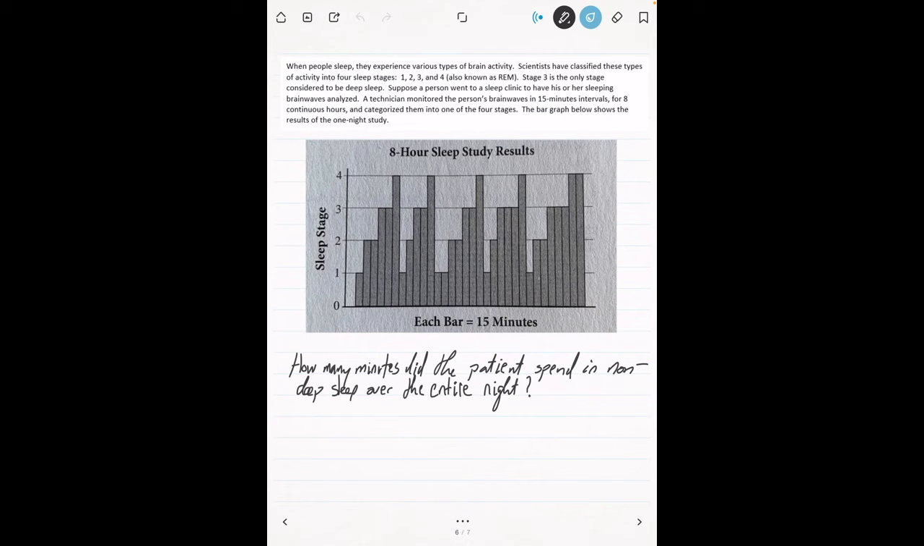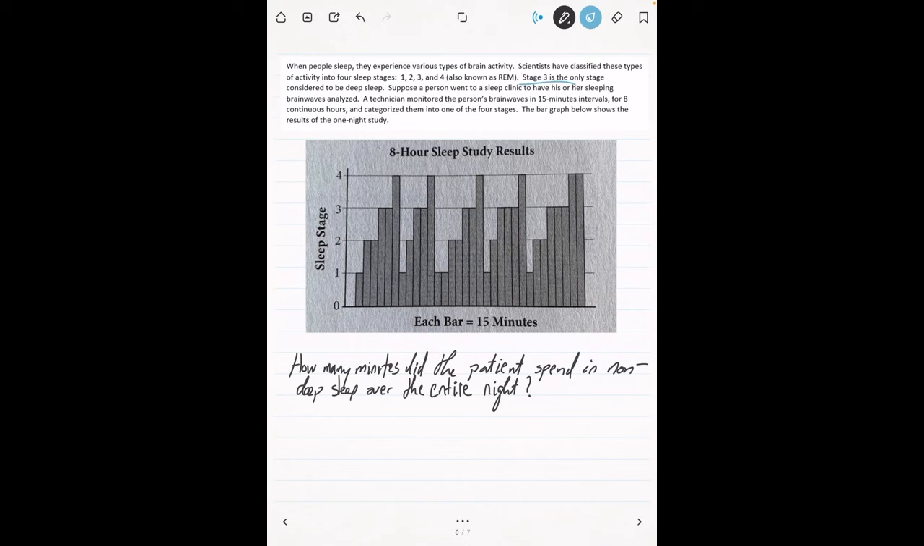All right, let's take a look at this problem. A little different setup. This time we have a bar graph. Now this bar graph represents a sleep study that was conducted on a person. When people sleep, they experience various types of brain activity. Scientists have classified these types of activity into 4 sleep stages. Sleep stage 1, 2, 3, and 4, also known as REM sleep.